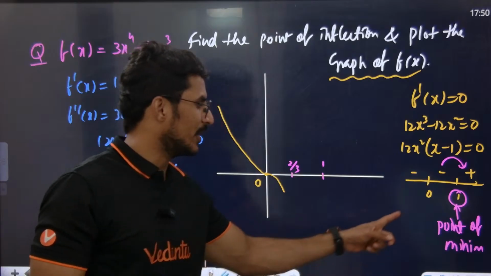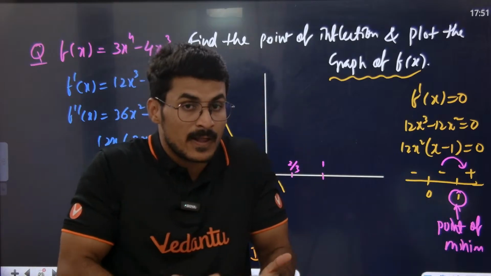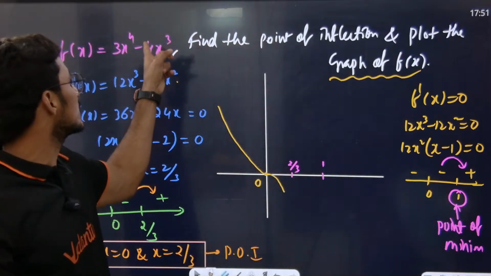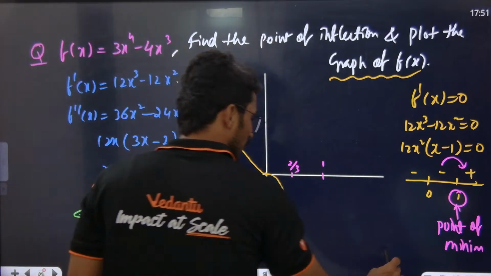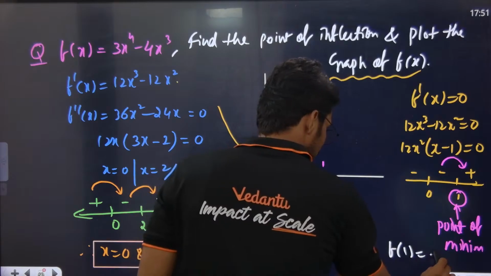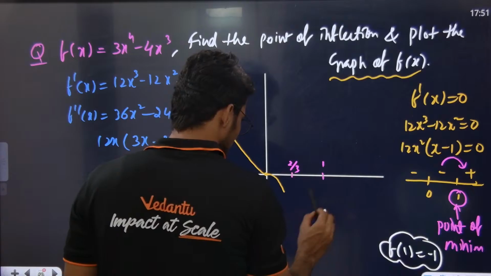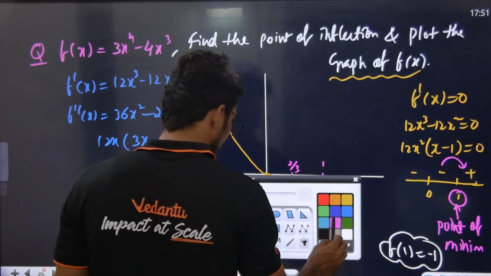Are you getting the point or not? x is equal to 1 is the point of minima. If we want the minimum value of f of x, we take this point and substitute it in f of x, and we get minus 1. So f of 1 is minus 1, and this is the minimum value of the function. Minus 1 will be somewhere here.